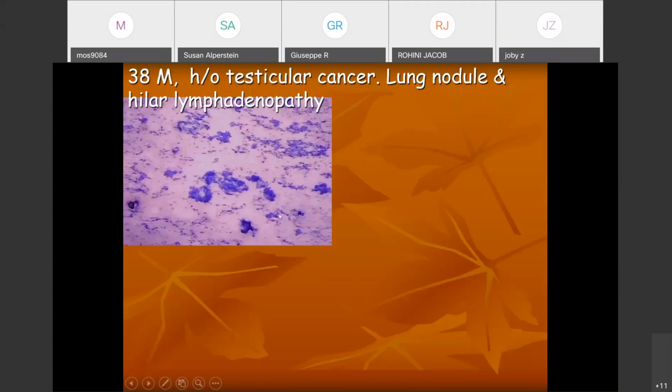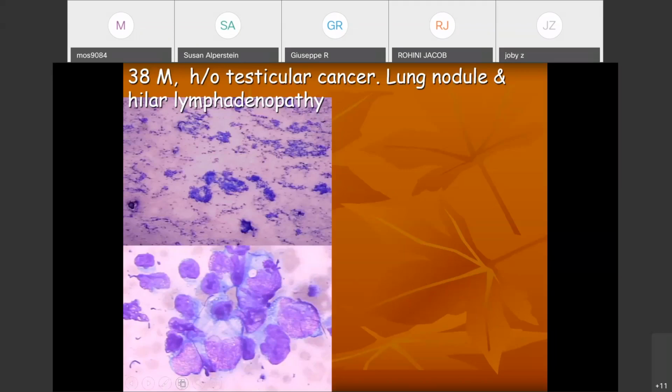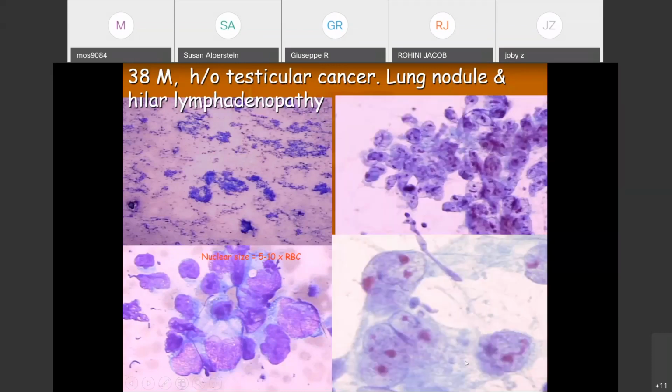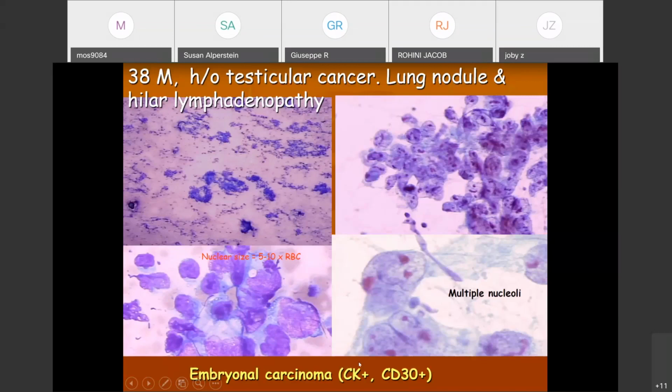And here's a 38-year-old with testicular cancer. His tumor cells have big nuclei. This is an example of multiple nuclei. Embryonal carcinoma on cytology.